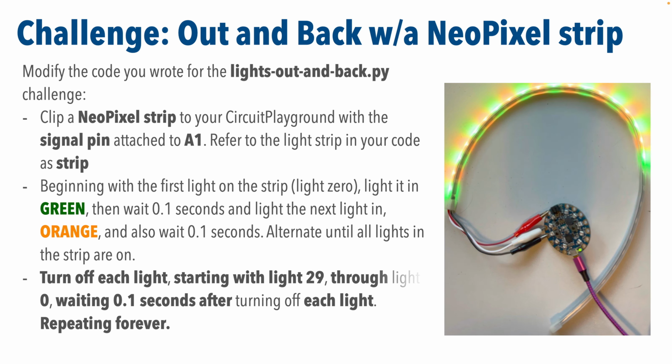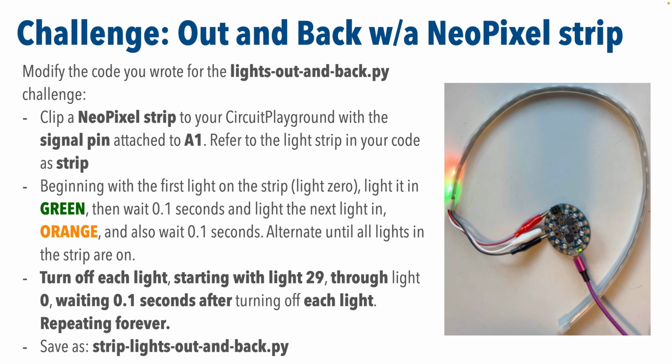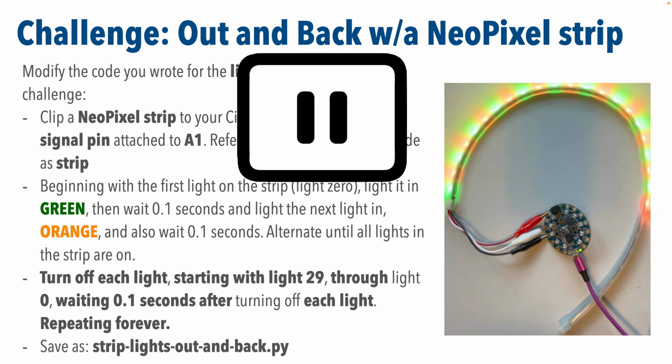Then turn off each light in the light strip, starting with light 29, through light 0, waiting 0.1 seconds after turning each light off, and repeat forever. Save this as strip lights out and back.py. Correctly completed code should look like the video that you're seeing at the right. So why don't you give this a shot, pause, and when you're ready, resume.